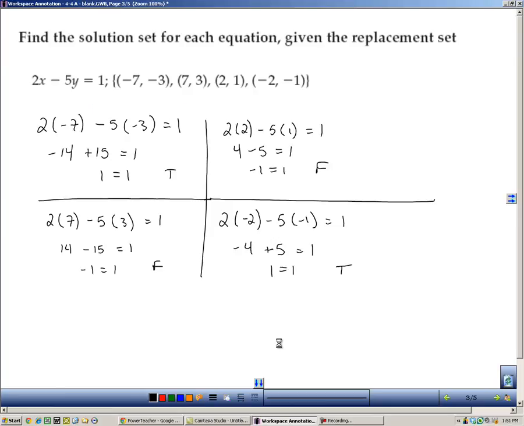Here I've done the work. I plugged in -7 for x, -3 for y, and I got a true statement out of that. Down here I plugged in a 7 for the x, a 3 for the y, and I got a false statement there. So that one goes away. 2 for x, 1 for y, that was false. And -2 for x, -1 for y, that was a true statement. So my solution here: (-7, -3) and (-2, -1).